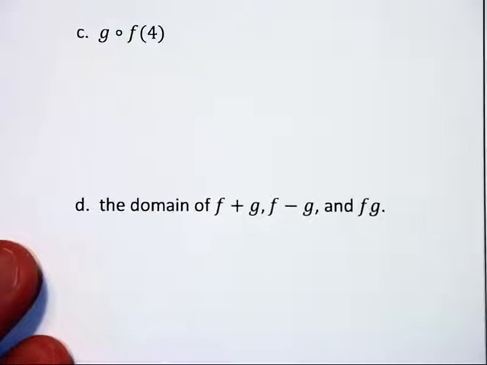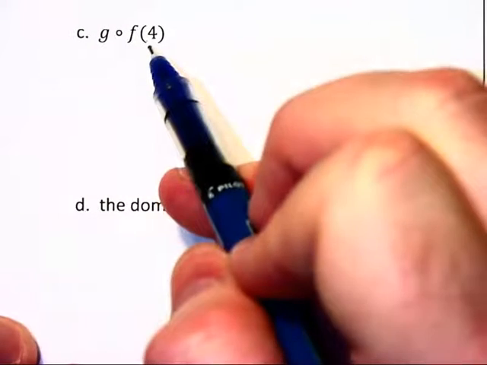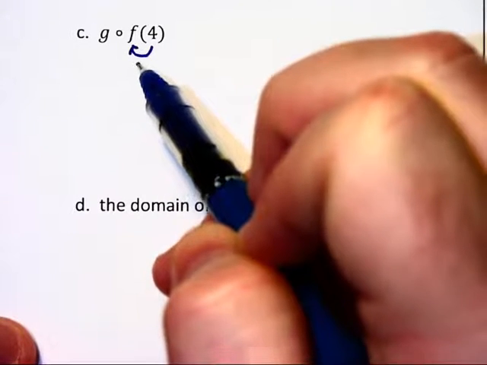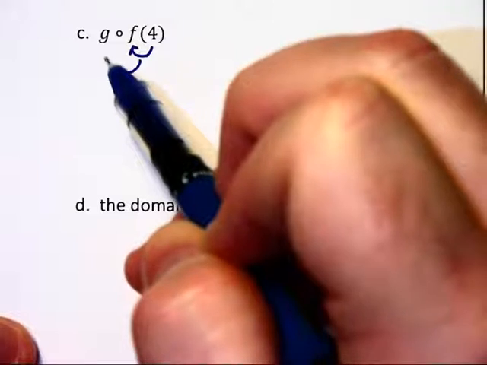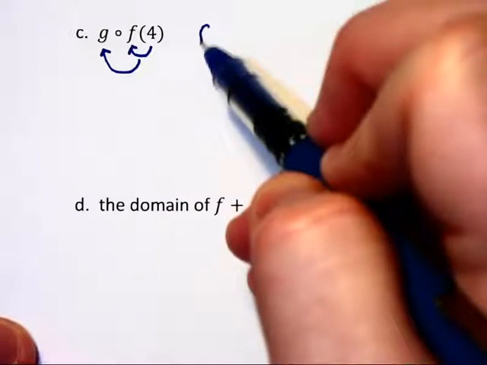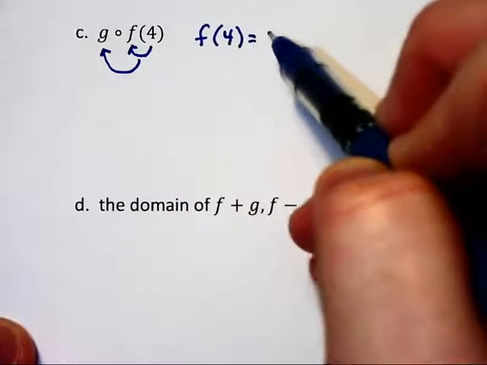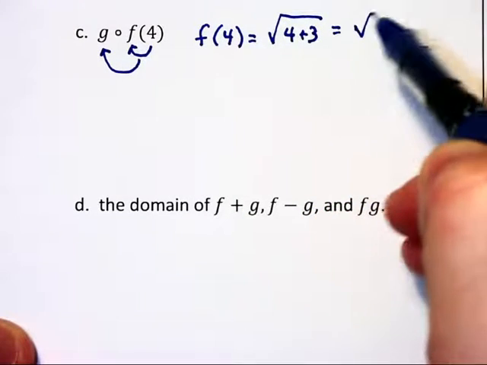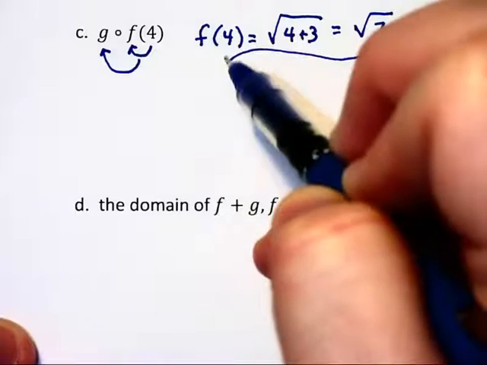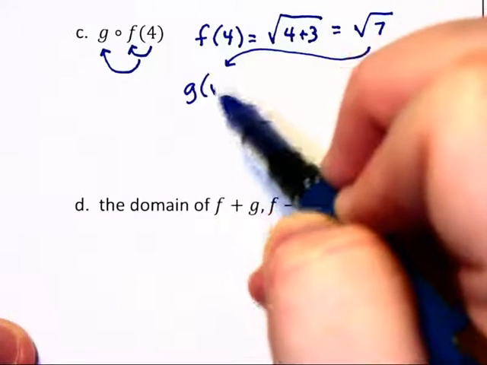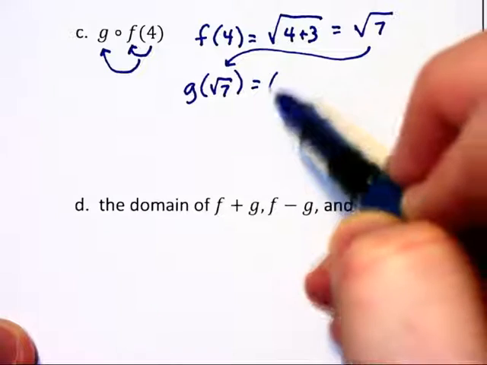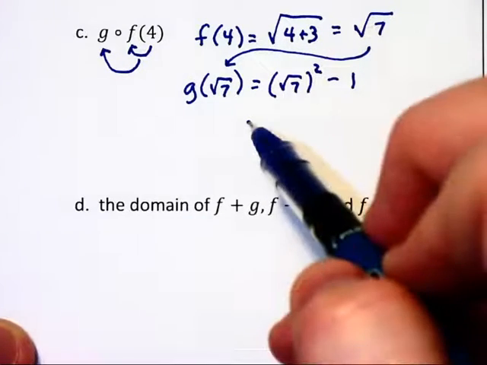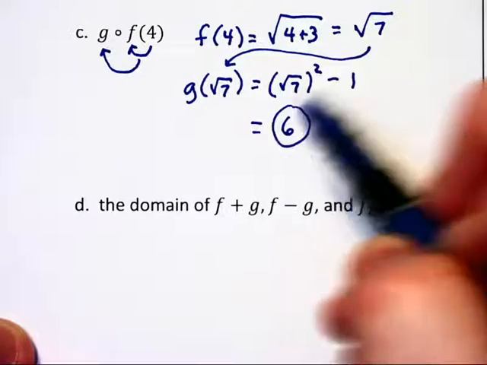When we have a composite function with a number as the argument, we want to take the 4 and substitute it into f, and then take the output of that and substitute it into g. So let's begin with f of 4. That becomes the square root of 4 plus 3, which is equal to the square root of 7. That then becomes the input into g. G of root 7 is equal to root 7 quantity squared minus 1. That's 7 minus 1, which is equal to 6.